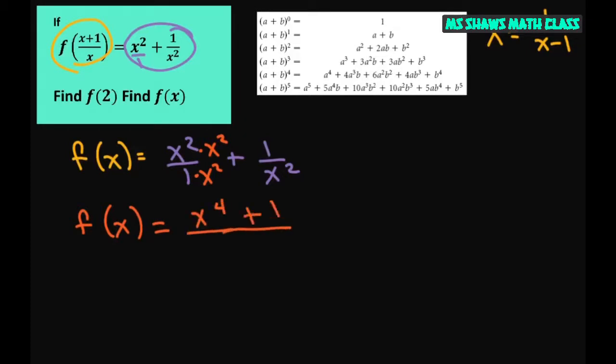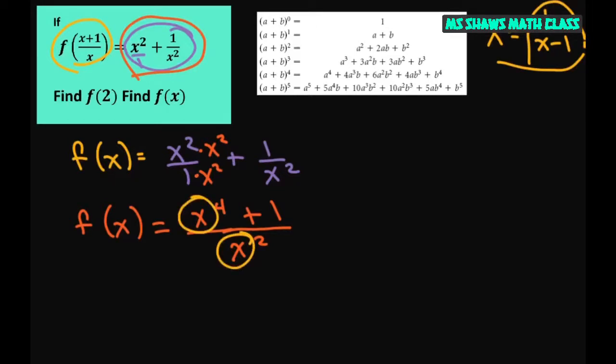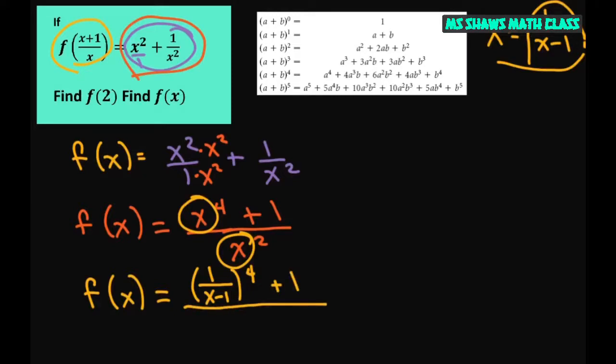plus 1 divided by x squared. It's just a different way of rewriting this. You'd have to clean it up later. Now we're going to plug this in for these two x's here. So f of x equals 1 divided by x minus 1 to the fourth plus 1 divided by 1 divided by x minus 1, and this is squared.